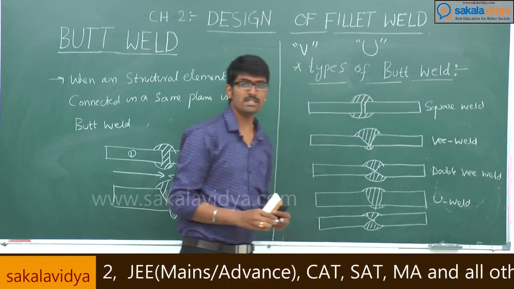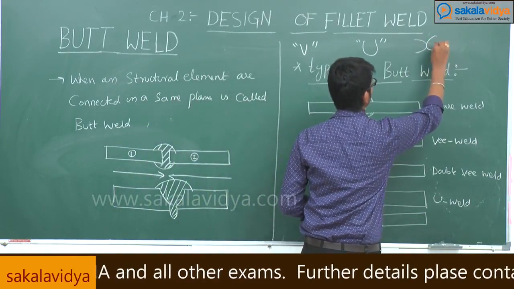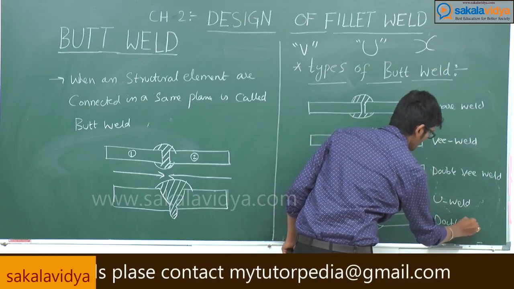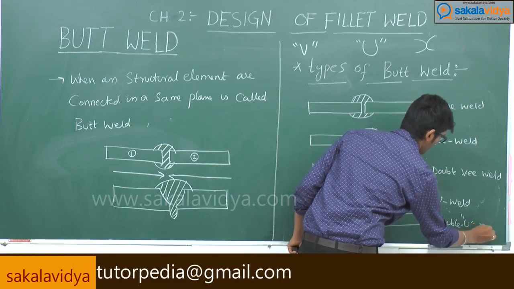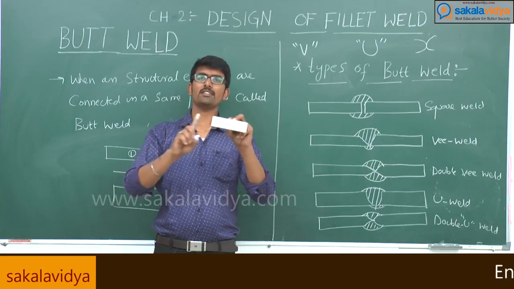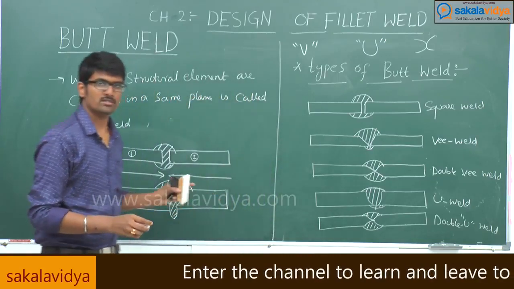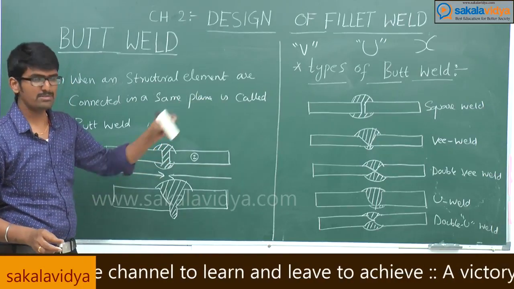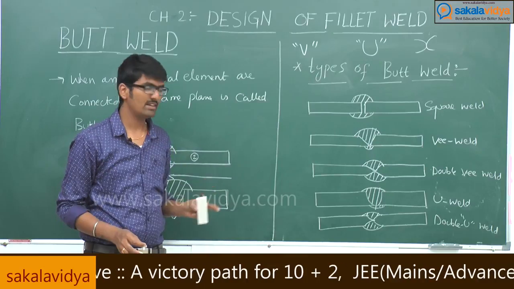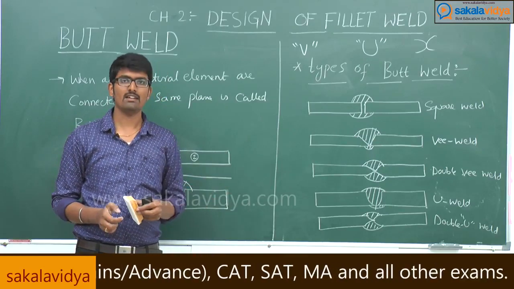If you are having two U's, meaning double U, it will be in this shape. So, double U weld. So, what is a butt weld? When two structural elements are connected in the same plane, it leads to the formation of a butt weld. Butt welds are of a few types as follows: square weld, V weld, double V weld, U weld and double U weld, etc.